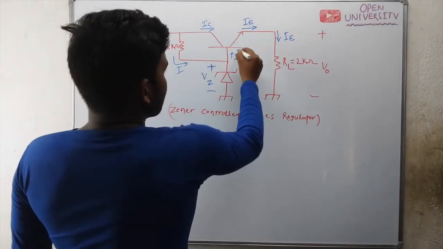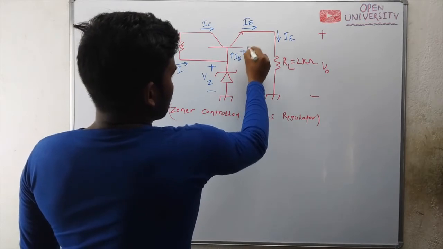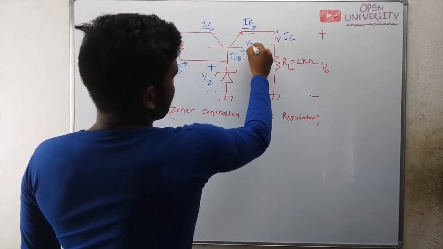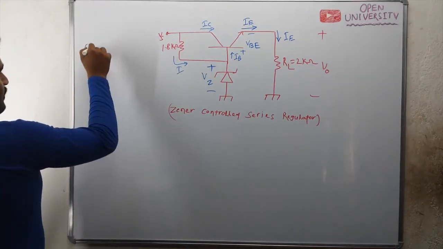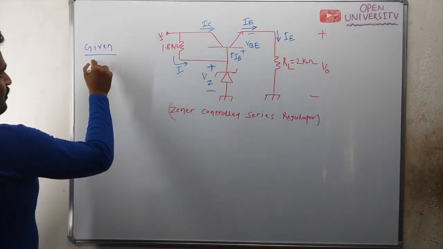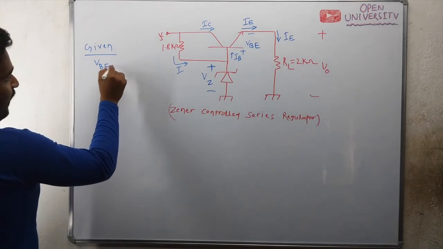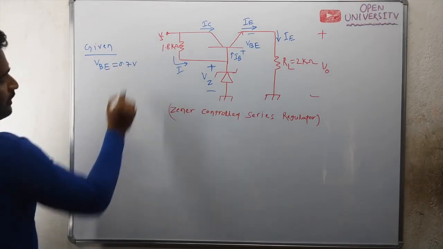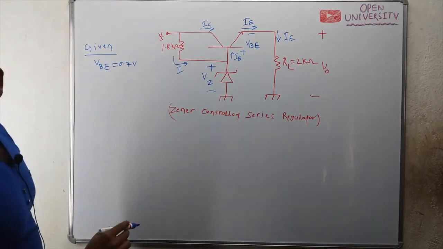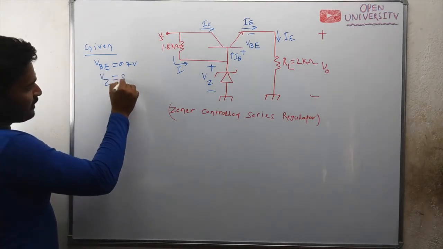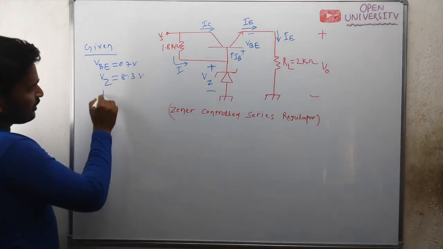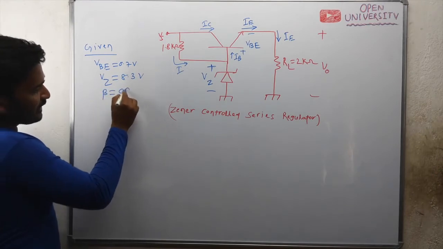VBE value is given. This is base terminal, so this is emitter terminal. This voltage is VBE. How much is it given? VBE value is 0.7 volt. And breakdown voltage of the Zener, VZ, is given to be 8.3 volt. Beta value is given here as 99.